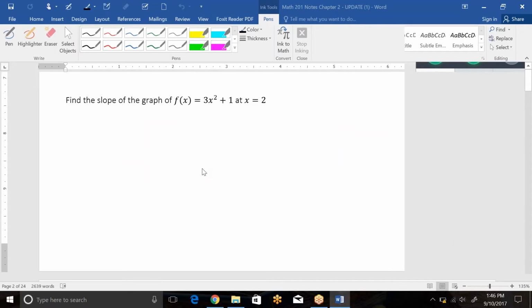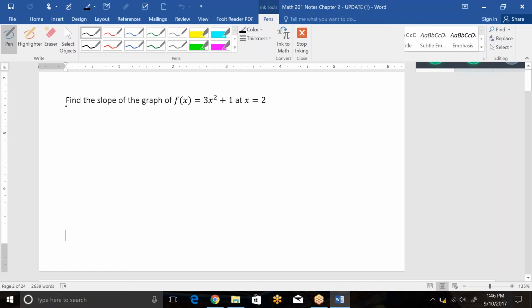All right, so we're going to look at this example. This is the second one from the notes. We did the first one in class. So it says find the slope of the graph f of x equals 3x squared plus 1 at x equals 2. The biggest thing you're going to have trouble with on an exam is always knowing what you should be doing based on the directions.